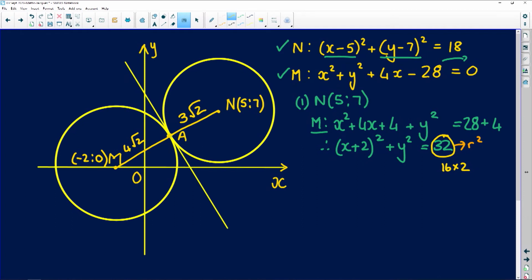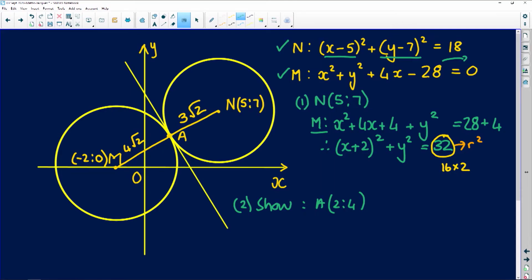Now the big question. Question number 2: show that the point at A has coordinates 2 and 4. So we've got to really think carefully. How are we going to approach this? We've got the distance between the two centers. We've got the coordinates of those centers, so we can find the equation of the line on which A lies. That's one approach. Or, yeah, I think let's do that.